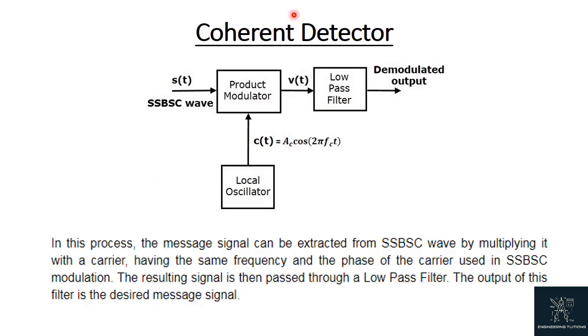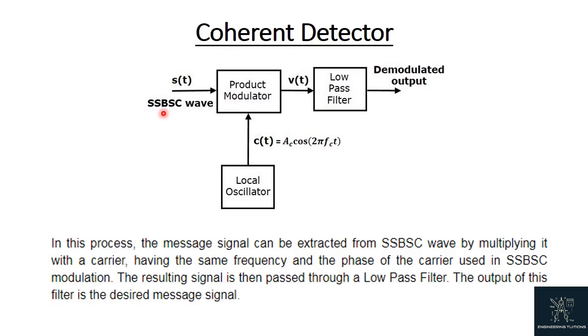The process of extracting an original signal from SSB-SC wave is known as detection or demodulation of SSB-SC. Coherent detector is used for demodulating SSB-SC wave. So in coherent detector, the same carrier signal which is used for generating SSB-SC wave is used to detect the message signal. Hence this process of detection is called as coherent or synchronous detection. Following is the block diagram of coherent detector.